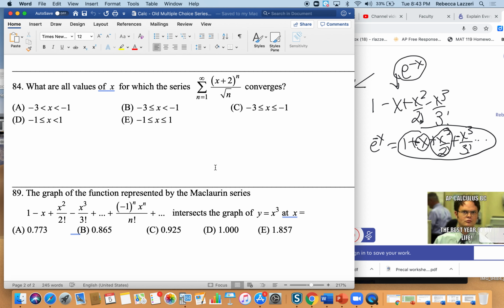This is a calculator active problem, so I can tell by the number and the decimals. Of course, you wouldn't have multiple choice this year anyway, you'll be using your calculator. But you might have to do this for your response. So I would say I know that this equals e to the x. I might even take a minute to form this. And then I want to know where it intersects x cubed.